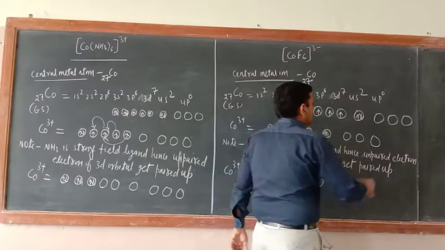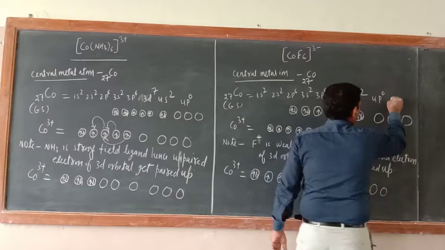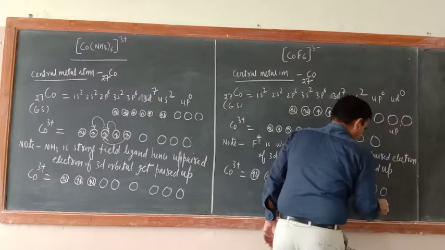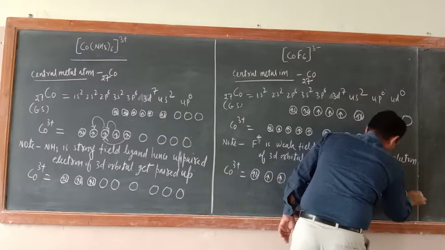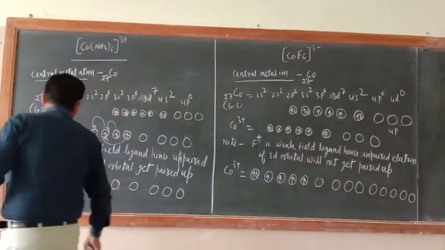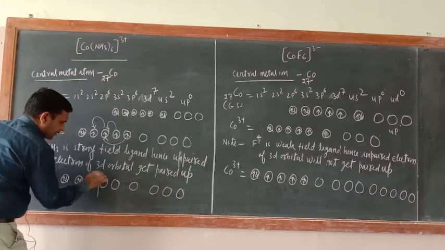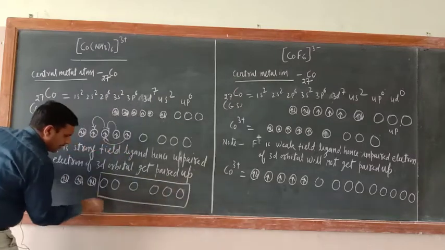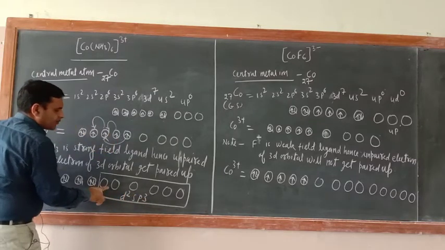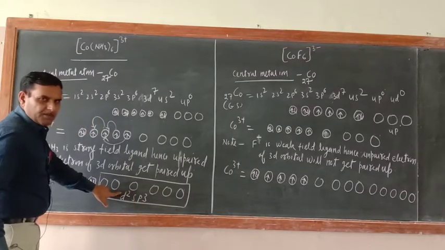So just see, here what is there? 4p0 and 4d will also come. 1, 2. Here write 4d0. Okay, this is 4p. So now 1, 2, 3, 4, 5. Now just see the name of the hybridization. First decide the hybridization. What would be the hybridization? The name of the hybridization is d2sp3.